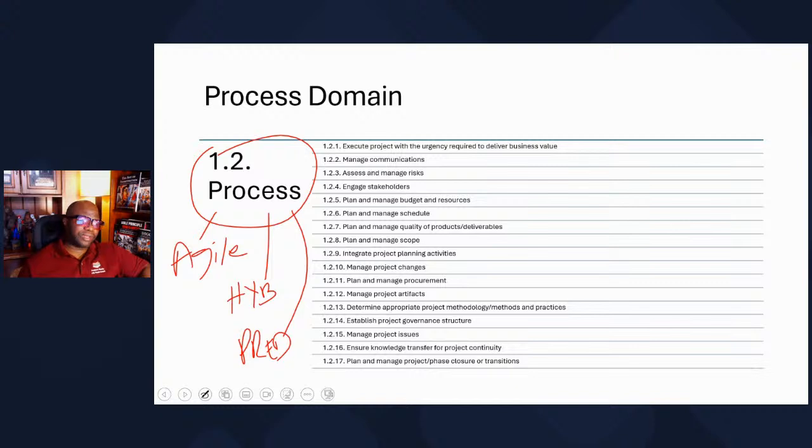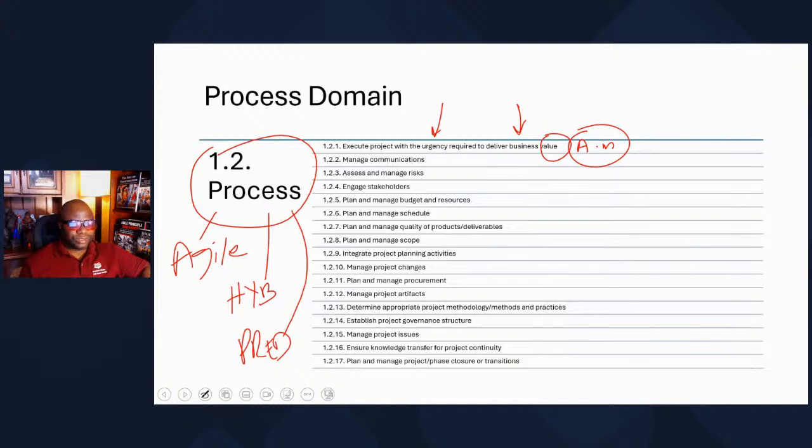It might help you on some of the questions. So the very first one, execute project with urgency required to deliver business value. Read the Agile Manifesto and understand what it says about a couple of weeks to a couple of months with preference to shorter time scale. Why the shorter time scale? You've got to understand its urgency to deliver value so a customer can begin to reap benefits.